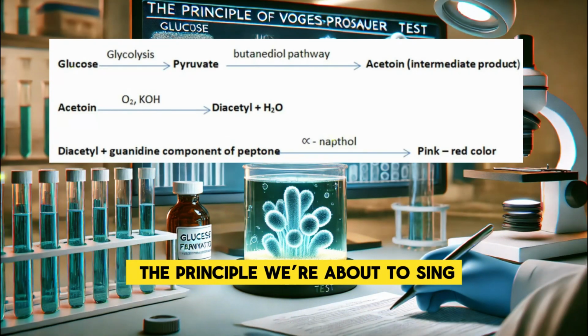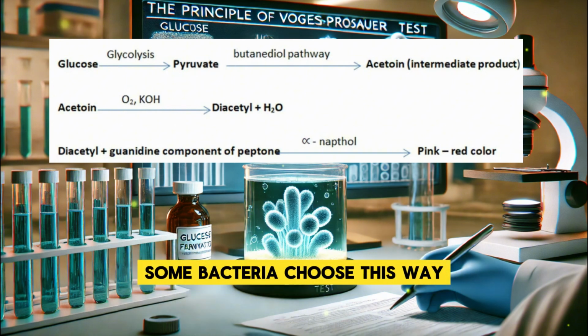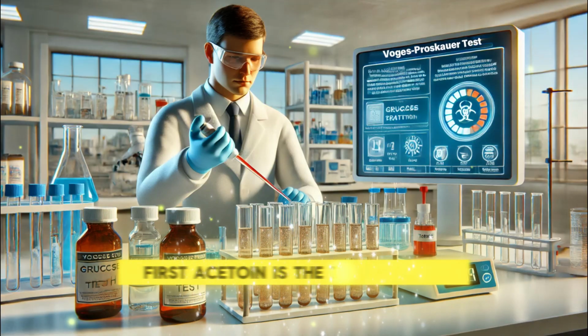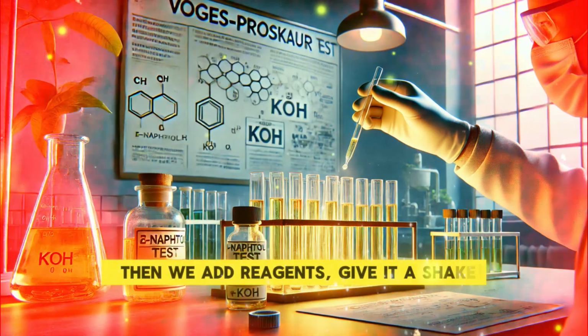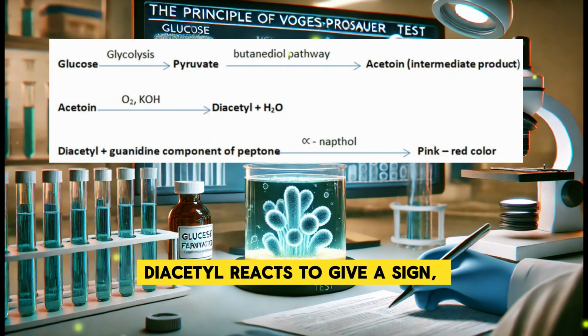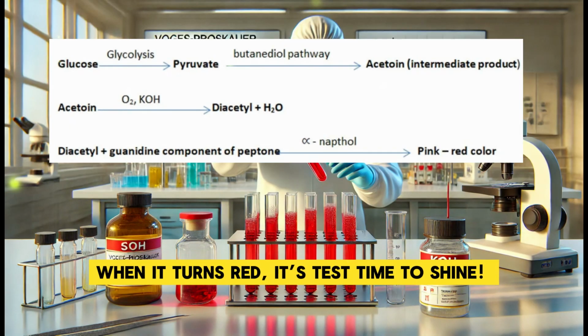Principle we're about to sing. Fermentation's the glucose thing. Some bacteria choose this way to make butanediol at the end of the day. First acetoin is the thing they make, then we add reagents, give it a shake. Diacetyl reacts to give a sign. When it turns red, it's test time to shine.